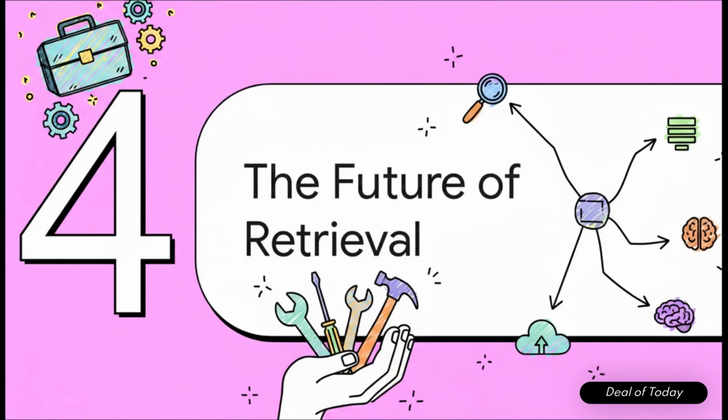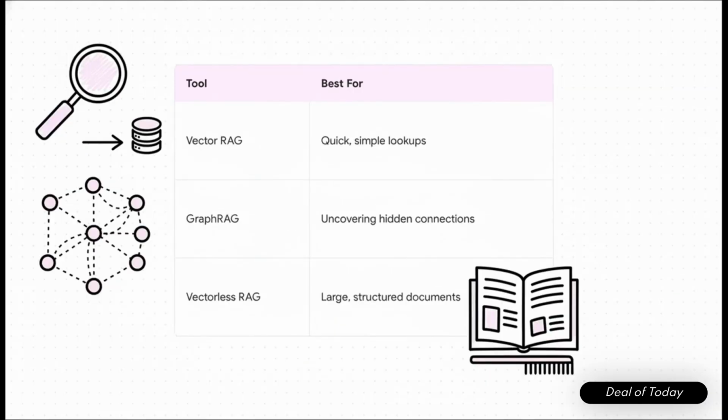So, what's the big picture here? It means that our toolkit for building really smart, reliable AI systems just got a massive upgrade. We're finally moving beyond that one-size-fits-all approach to RAG. And this right here is your practical guide, your RAG toolkit. Traditional vector search, still awesome for quick, simple questions. But GraphRAG, that's what you pull out when you need to uncover those hidden connections across a ton of different documents. And Vectorless RAG, that's your champion for digging through big, structured documents. Think reports, manuals, where you need a super precise, targeted answer.